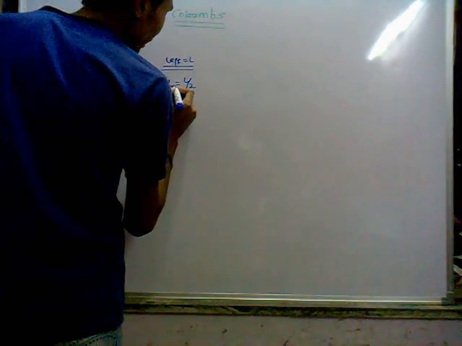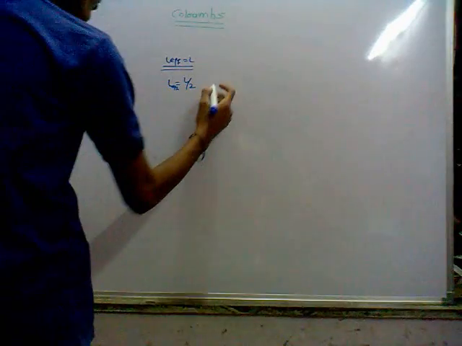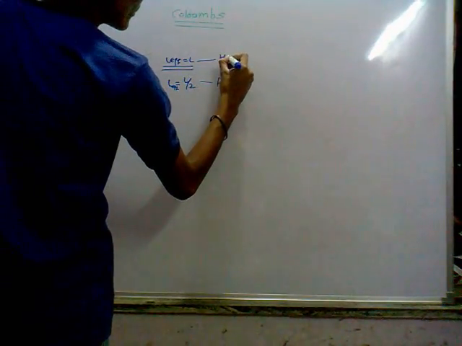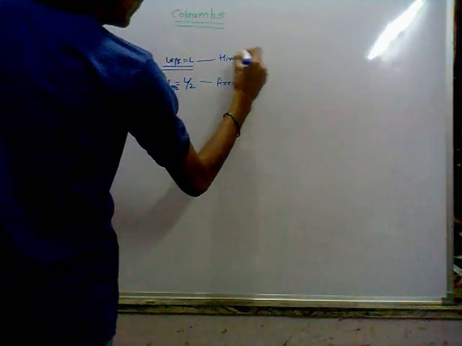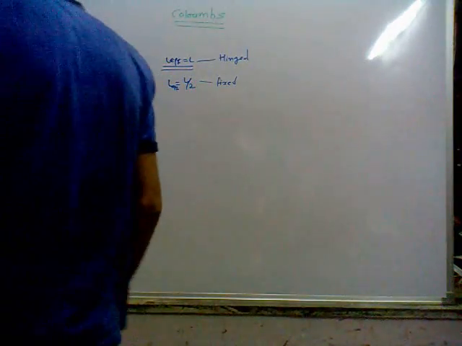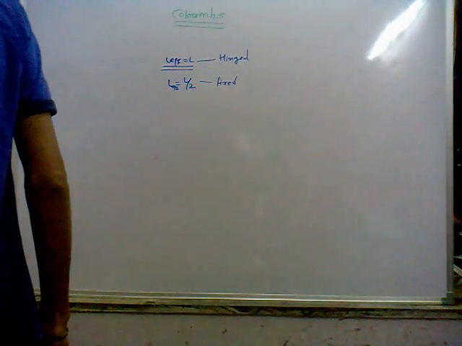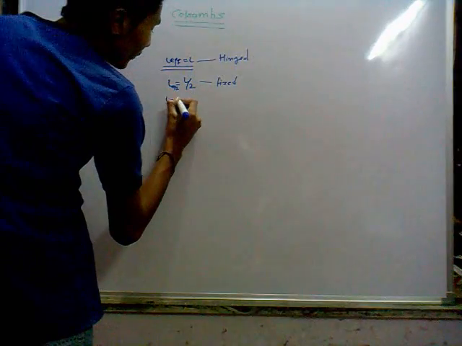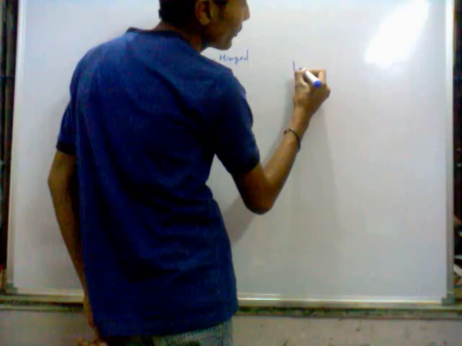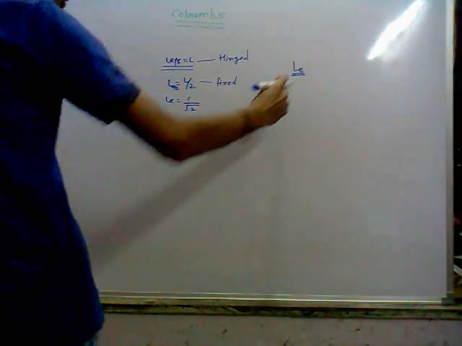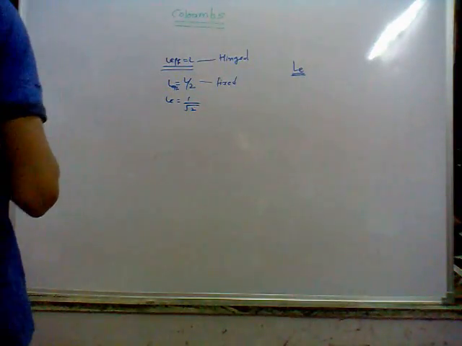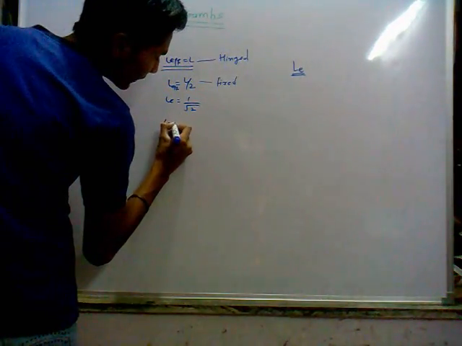L effective is taken as L by 2 when both ends are fixed. When both hinged, L effective equals L. When one end is fixed and another end hinged, we take L effective equals L upon root 2. When one end is fixed and another end free, we take L effective equals twice L.